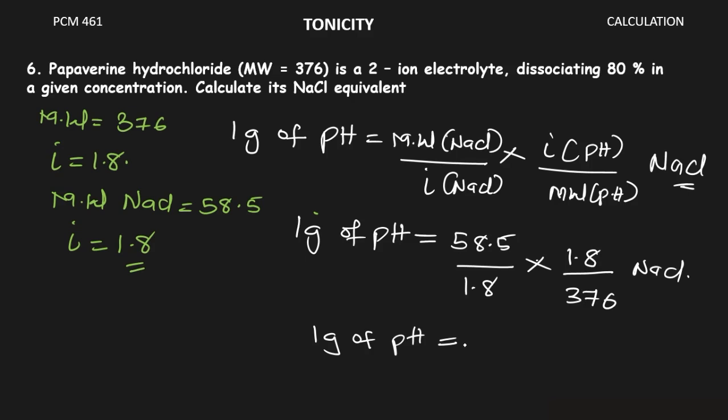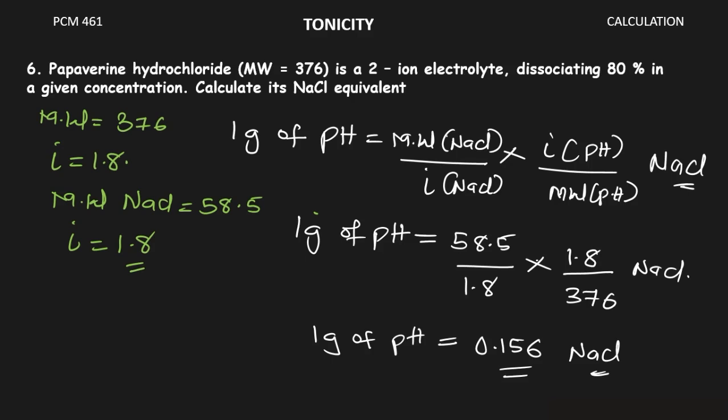0.155, right? Is there any other? Can we approximate to 0.156? Yeah, 0.156. So 1 gram of papaverine hydrochloride is equivalent to what? 0.156 gram of what? Sodium chloride. So wherever you see 1 gram of papaverine, you can put in what? 0.156 gram of sodium chloride. That was what we did for the last question. Is that okay? Yeah. So that is the sodium chloride equivalent.